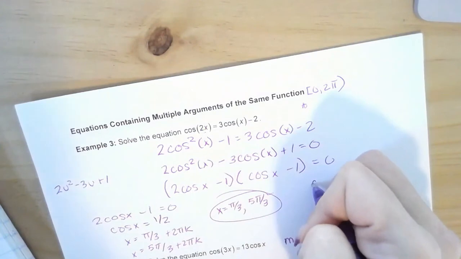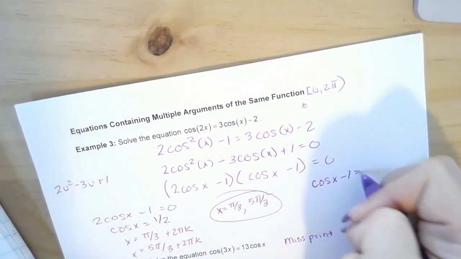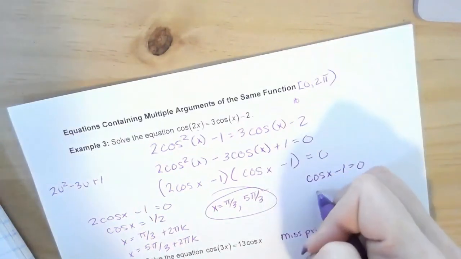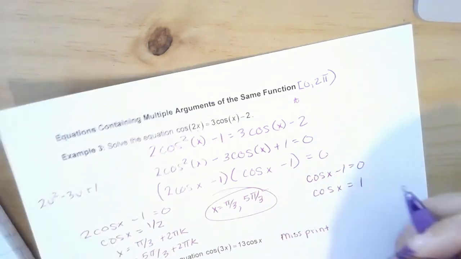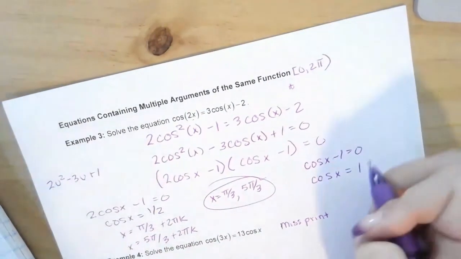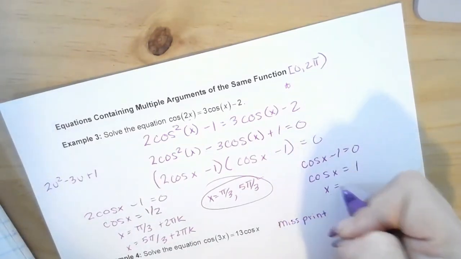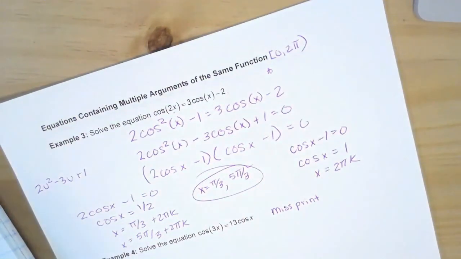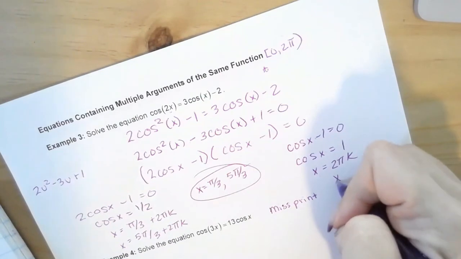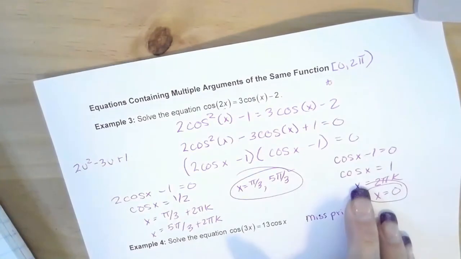Now that was only for one part, so we still have to do the other. We get cosine x minus 1 equals 0, and we get cosine x equals 1. So where does it equal 1? Well, cosine, that's x equals every 2 pi k. And the only k that works in this position is k equals 0, which makes our x equal 0. So we only have 3 solutions in this case.